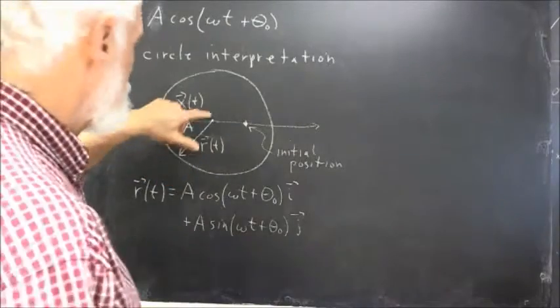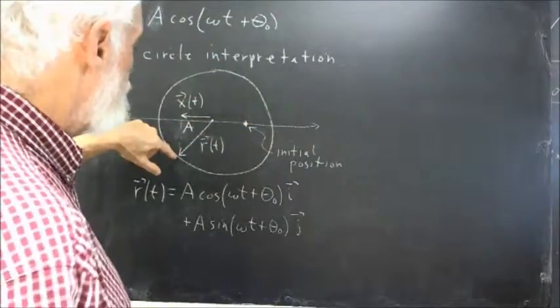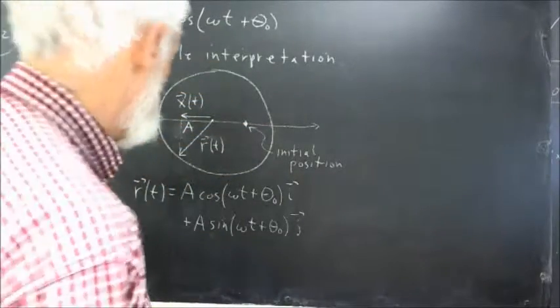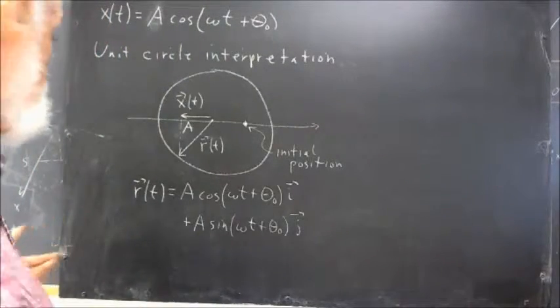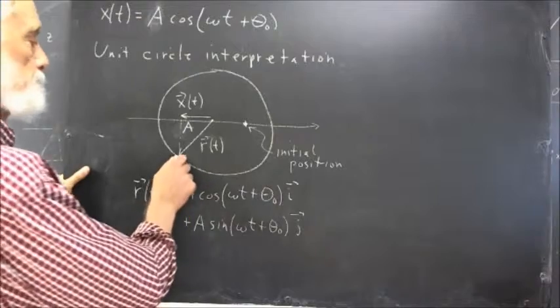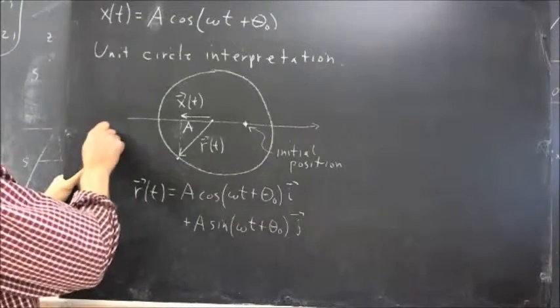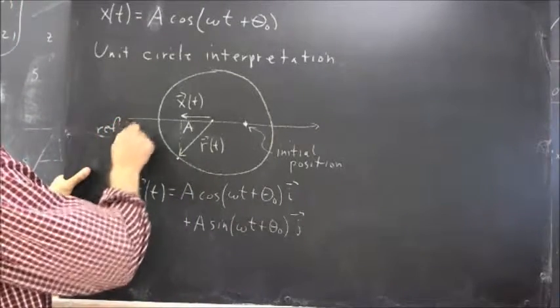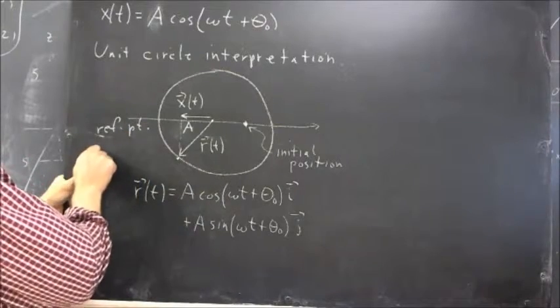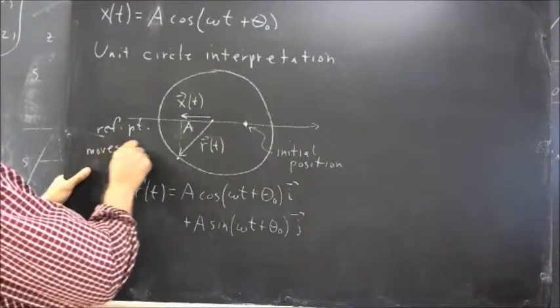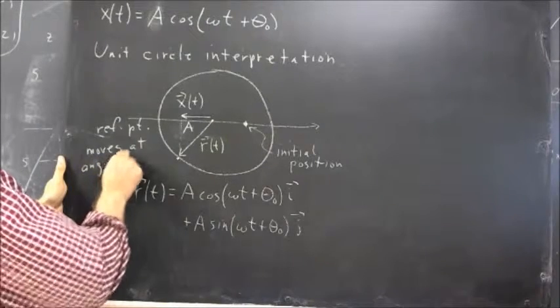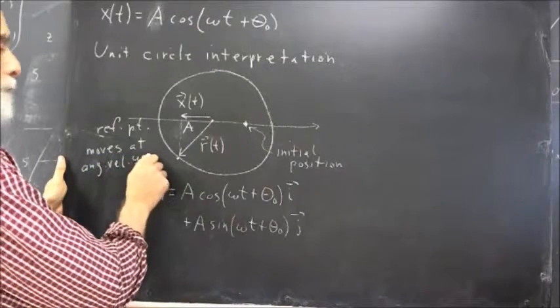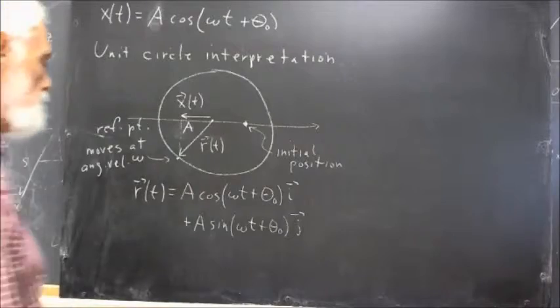Okay, so the r of t vector is following a point around the circle. The point's moving with angular velocity omega. So the reference point moves at angular velocity omega. So there's your reference point.